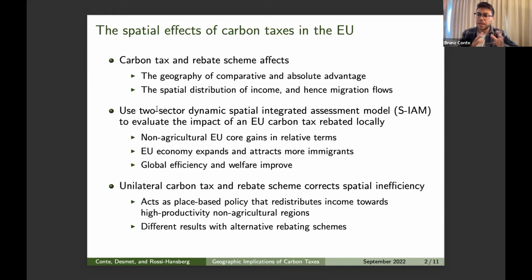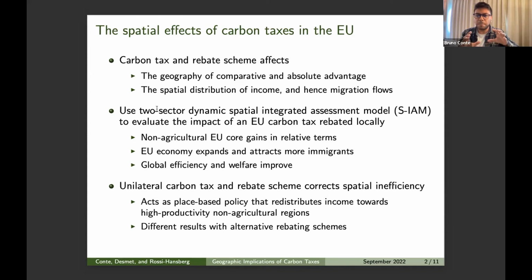But because that reshuffling in the spatial distribution of economic activity takes place both within this taxing region, the European Union, but also between taxing and non-taxing regions, this makes the overall distribution of factors across the economy more efficient. And therefore, in global terms, we also have some welfare gains in terms of efficiencies.